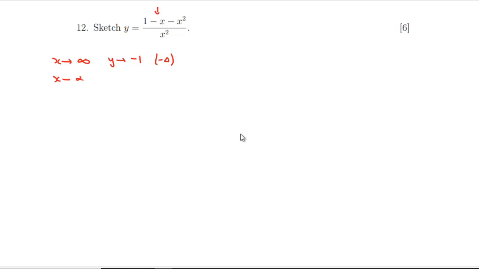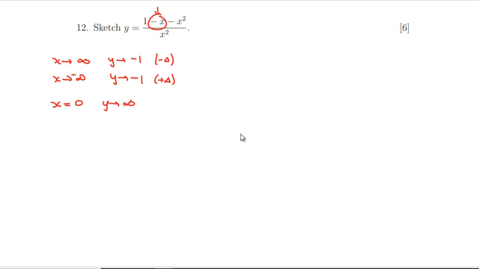So as x goes to minus infinity, what's going to happen is it's going to be the same, but on the positive side, because we're still going to have that minus 1, but this time this term there is going to be positive, so we're going to be on the positive side of minus 1. So we've got this horizontal asymptote at minus 1. Right, so as x equals 0, y is going to be infinite. So we've got a positive y going to infinity.